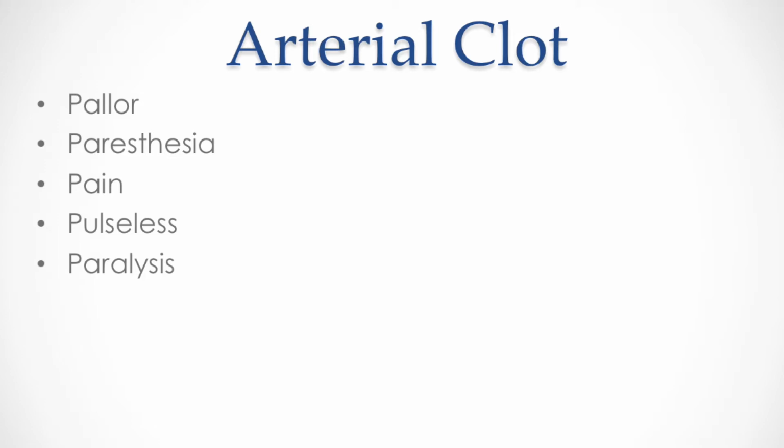These are the 5 P's of arterial clots. There's pallor, which is lack of color, basically a white complexion to the extremity. Paresthesias, which is numbness and tingling to the extremity. Pain. Pulselessness, which is why we assess those pulses again. And paralysis, the patient's unable to move the leg when there's no blood flow.